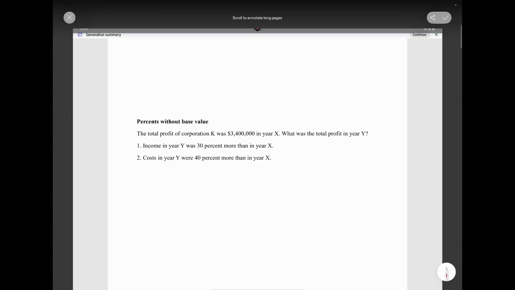So the question says the total profit of corporation K was 3.4 million in year X. What was the total profit in year Y? So I need some relation between the profit of year Y and the profit of year X to be able to get to the answer. And I also know that profit is nothing but revenue minus cost or expenses, whatever. So we've got our AD and BCE.